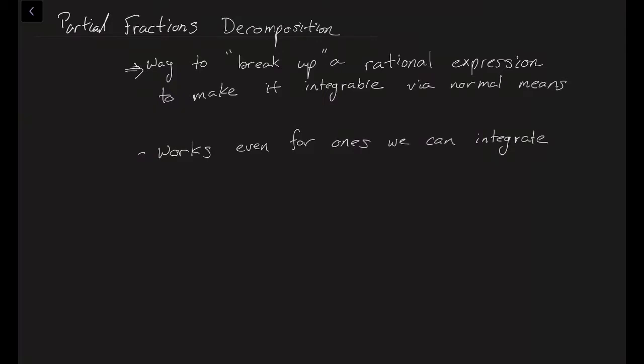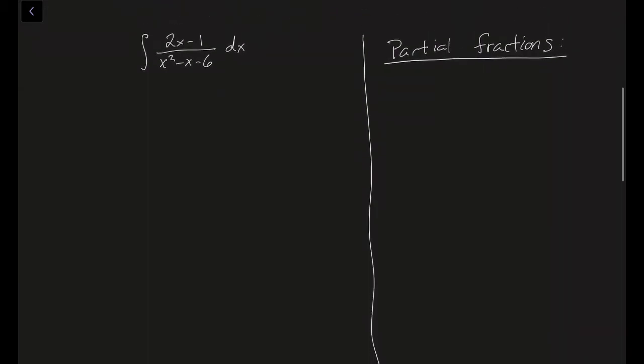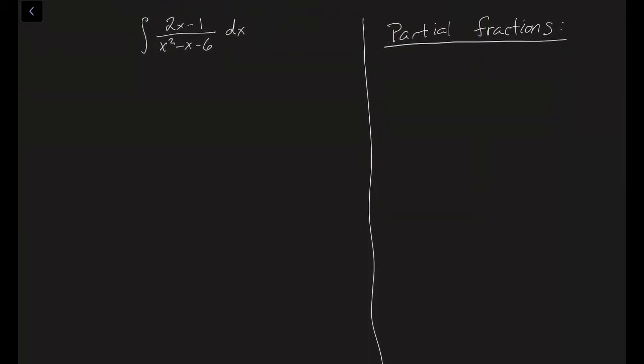So let's start by actually looking at one that we can integrate and compare it side by side with the partial fraction method. So let's start with the integral of 2x minus 1 over x squared minus x minus 6. Now the usual method would be to just use a u substitution. And we can see that the top is the derivative of the bottom. So let's let u equal the bottom, then du is going to be the top.